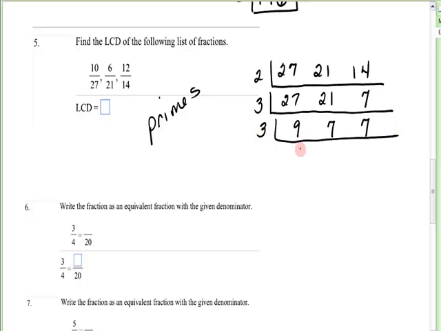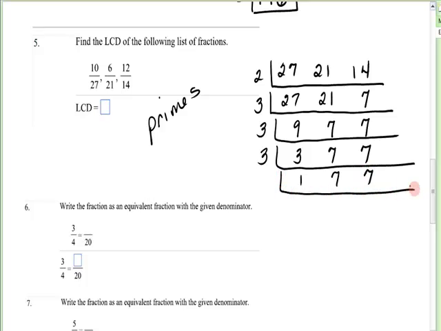3 will work again, goes in there 3 times, bring down the 7, bring down the 7. 3 will work again, 1, bring down the 7, bring down the 7. The last prime number that will divide is 7. And so now I have all ones, which tells me it's done.